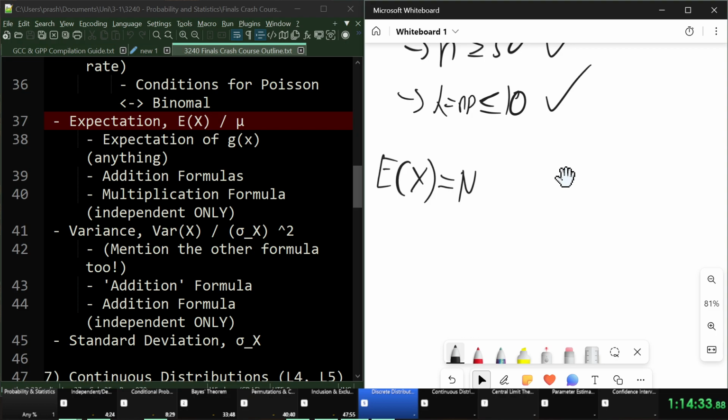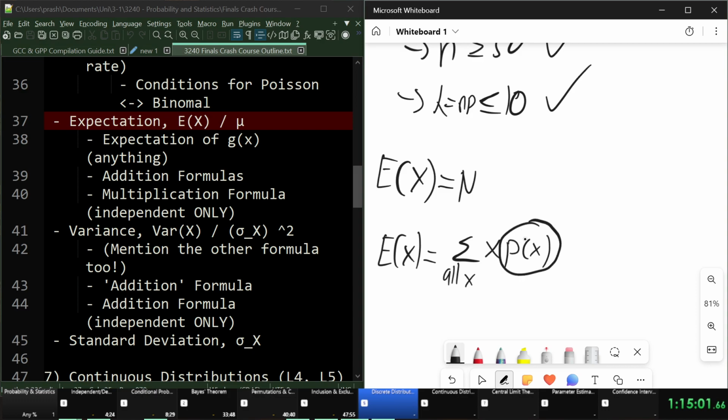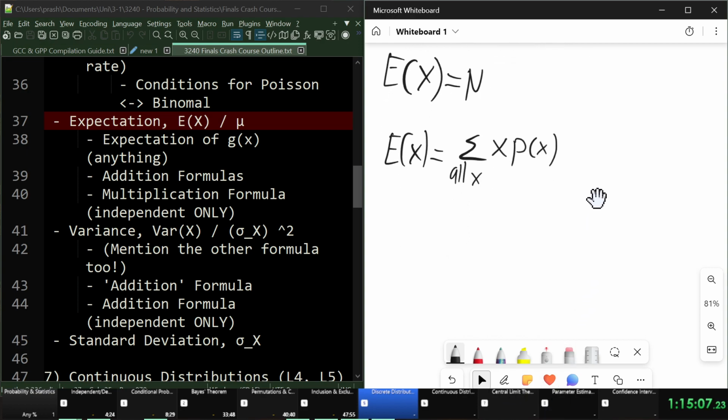Now, what does it mean to have the expectation of something? To calculate the expectation, for every value that x can take, you want to sum up the value times the probability. Value times probability. In our case earlier with rolling 3 dice and getting how many 6s, let's calculate that right now.